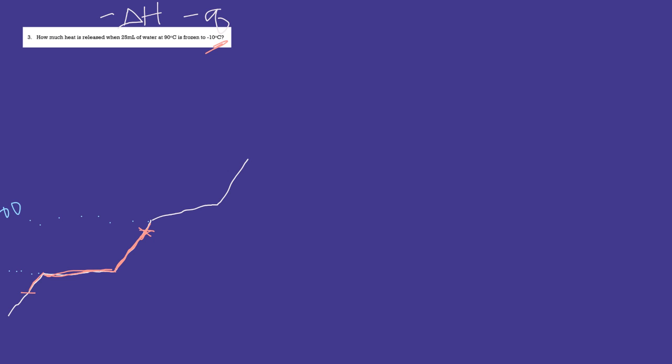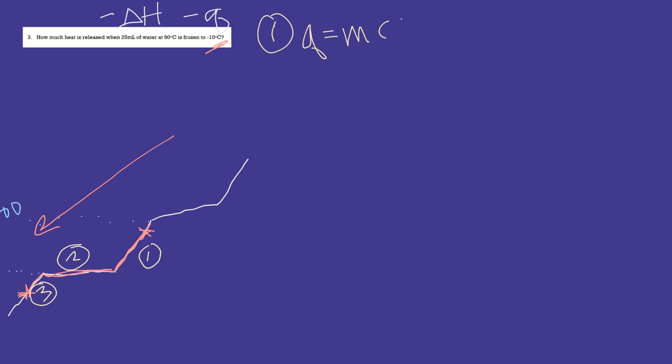So another thing that's different about this problem, so one is that we're going down, so all of our numbers are going to be negative. The other difference is that we don't just have one or two of these segments, we have 3 segments. We have 3 segments, that means we need 3 calculations. So for number 1, because the temperature is changing, we can use Q equals MC delta T. Our mass is going to be 25 because 25 milliliters is 25 grams of liquid water. C for liquid water is 4.18, the change in temperature.